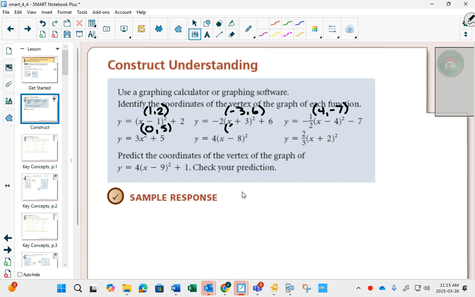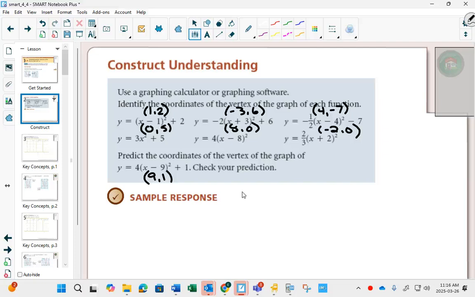Excellent. And this one has a 0. Did you get 8, 0? And this one has a 0, -2, 0. And the last one has a vertex at 9, 1. The vertex is undoubtedly the most important point on a parabola.